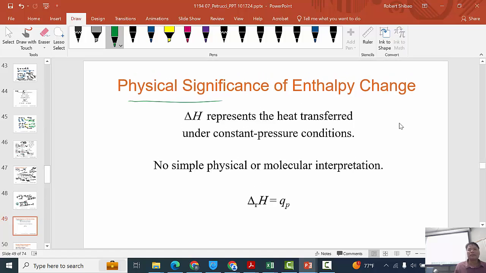So I guess the physical significance of the enthalpy change, delta H, represents the heat transferred under constant pressure conditions. Yes, if we leave it as heat completely, but as I said before, we can try to get more work out of this because this is our net.